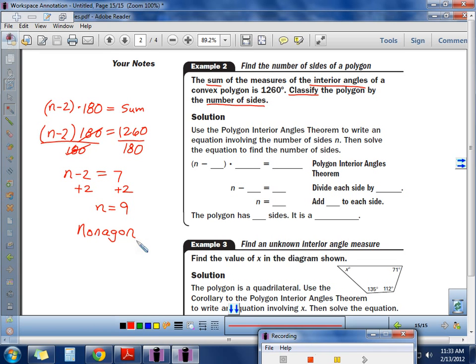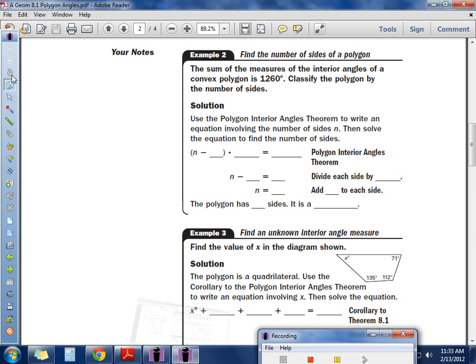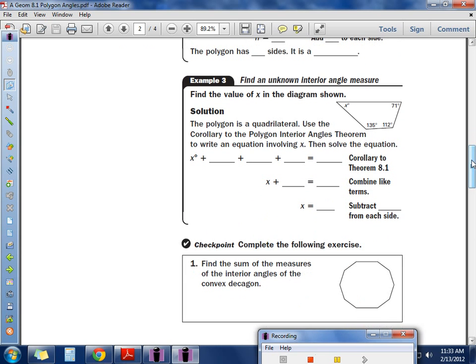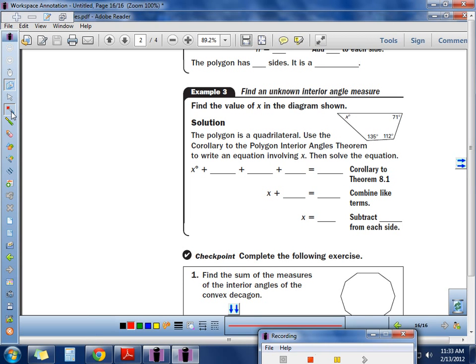Good work. Let's do example 3. Getting a little more challenging. So in this picture, it says, find the value of x in the diagram shown. What kind of shape do you see there? It's a quadrilateral, meaning it has 4 sides. We know the inside angles on a quadrilateral should add up to 360. So the sum of those inside angles should be 360. That means we need to add up all those angles to get 360. That's what we're going to do right now.